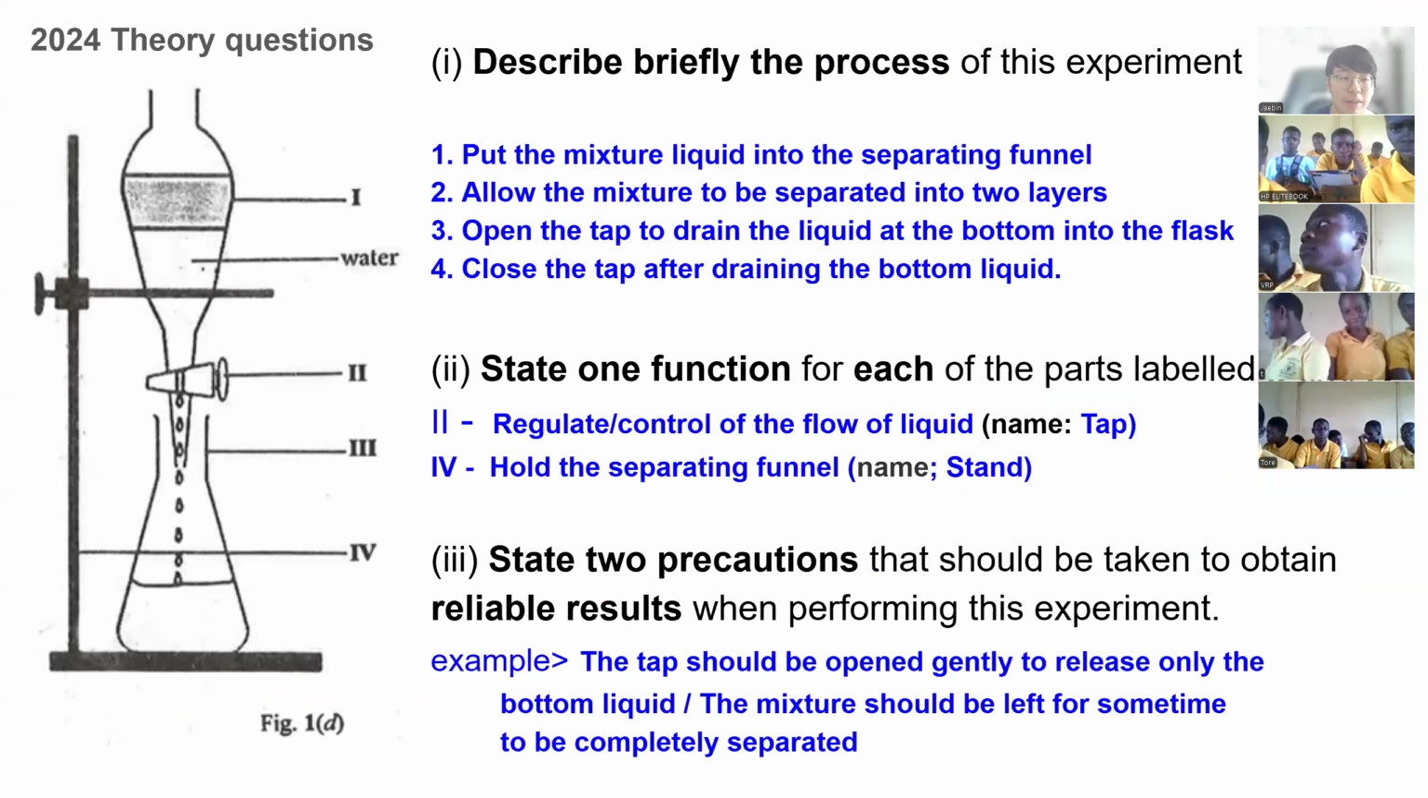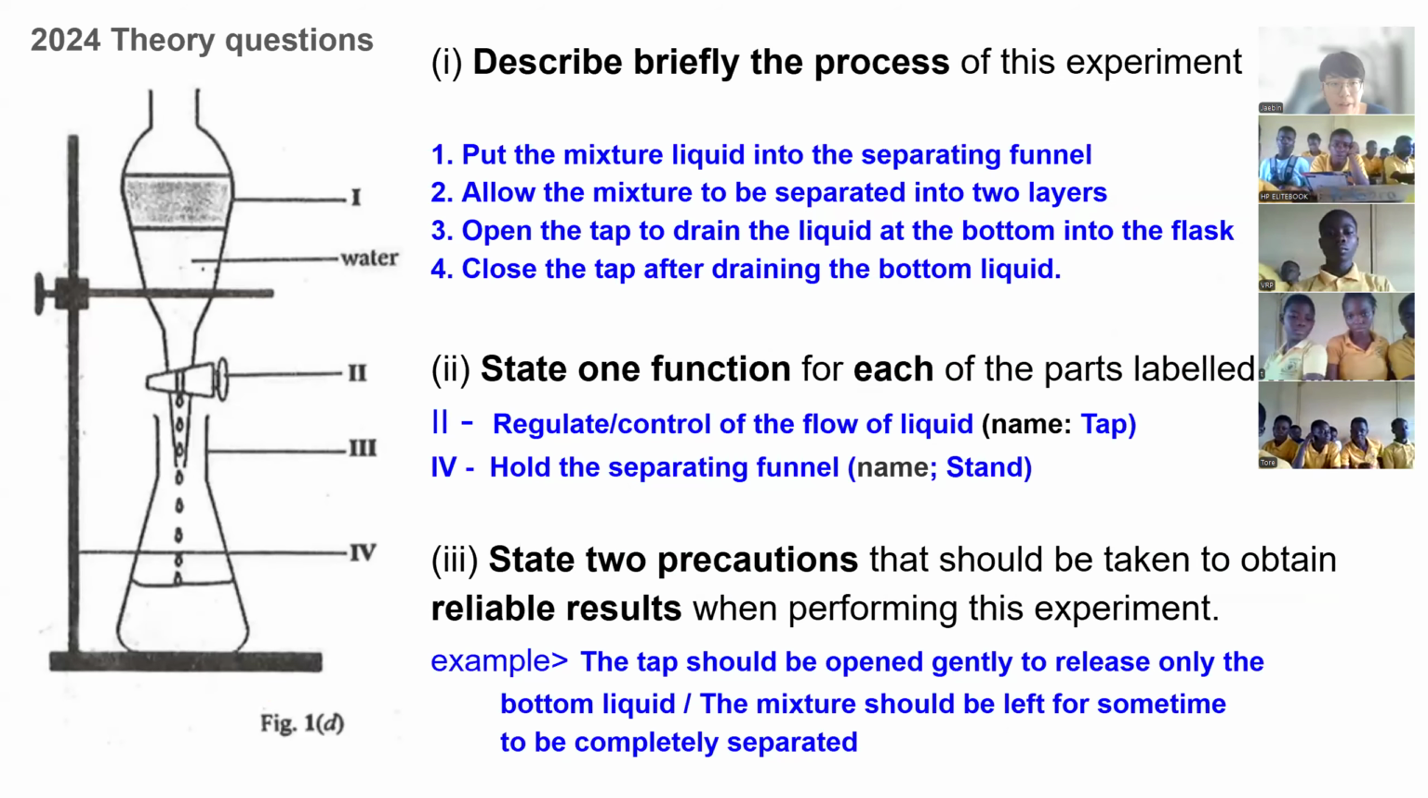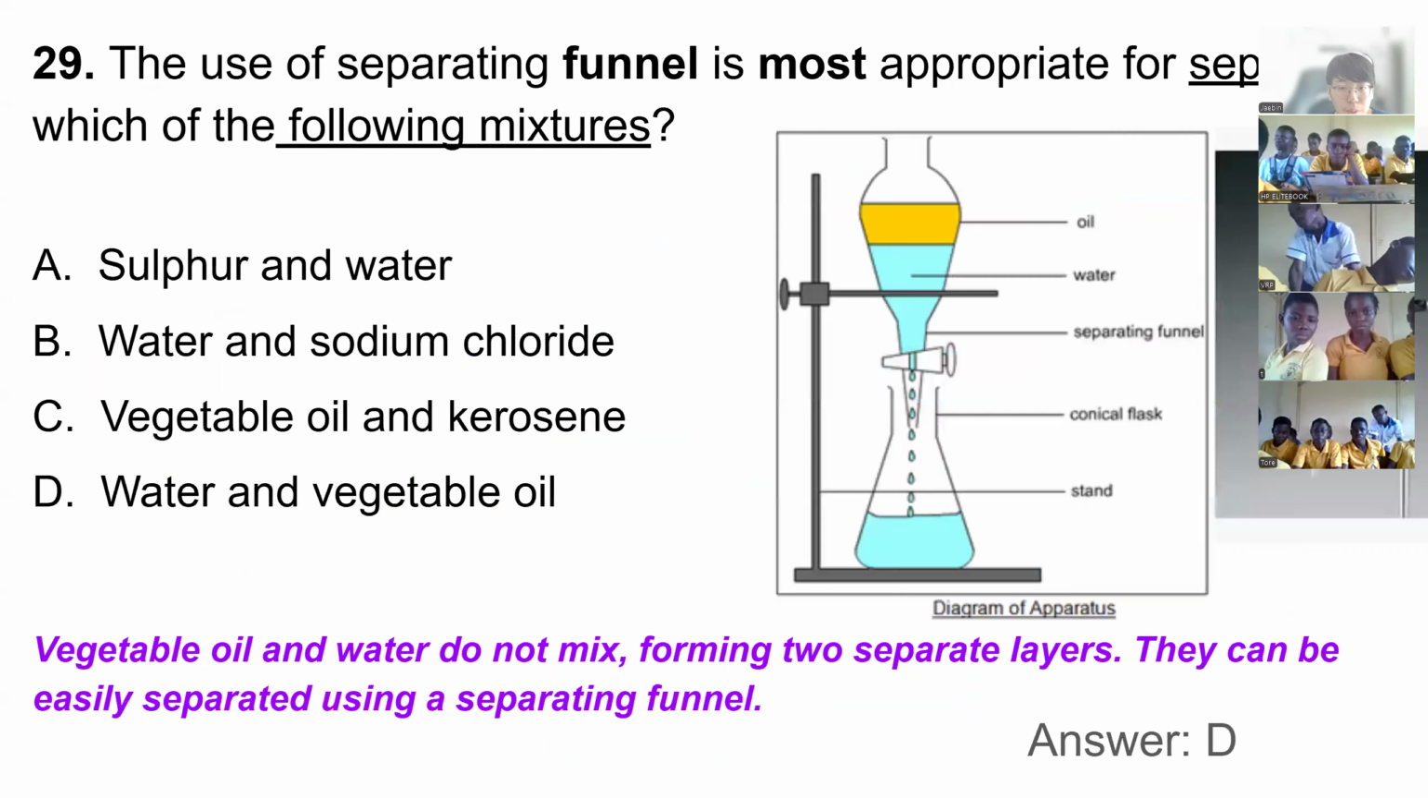And let's look at another theory question. Yes, that is A, that's correct. But let's look at this theory question, which asks us to describe briefly the process of this experiment. We have seen that this is a separating process. Separating funnel is what it's called.